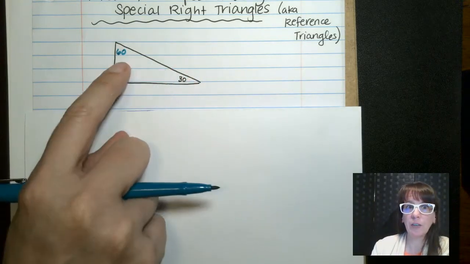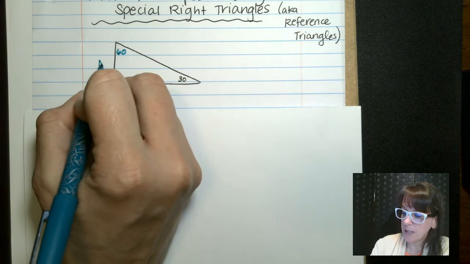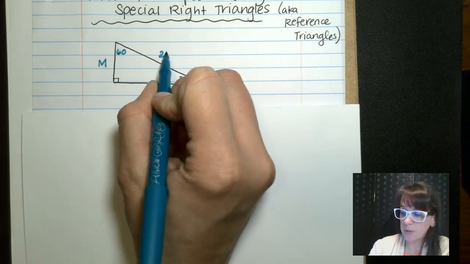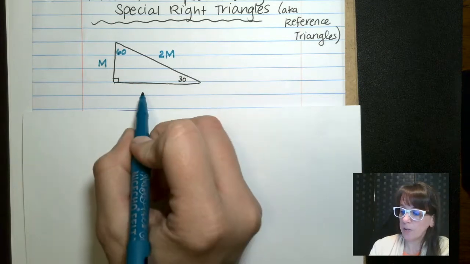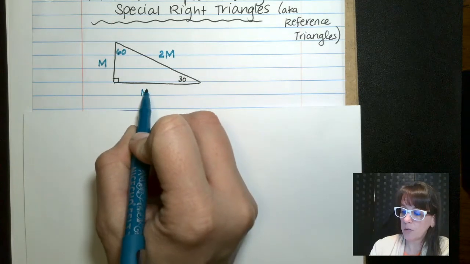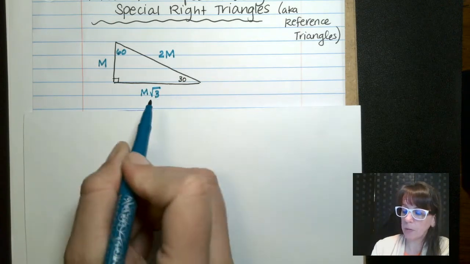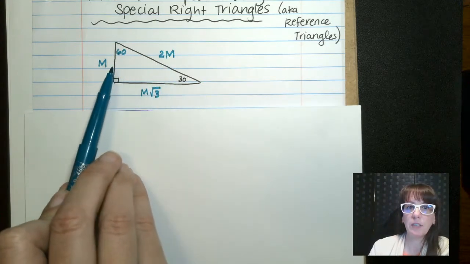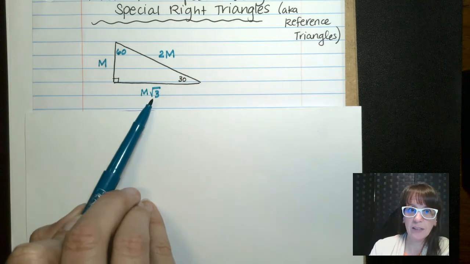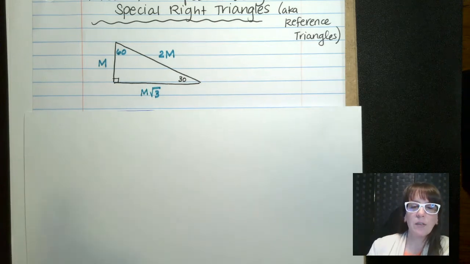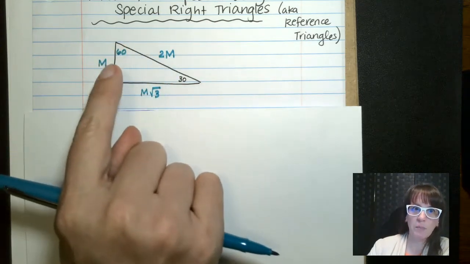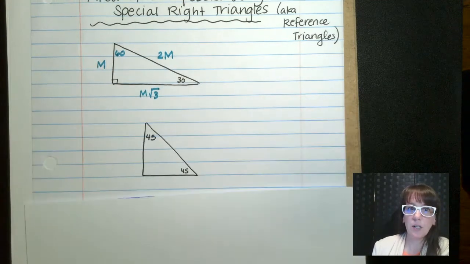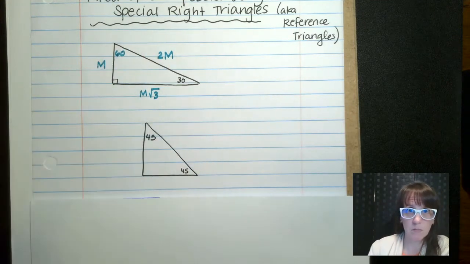Here is how we do this. Opposite your 30-degree angle is your m. Your hypotenuse is double that, so 2 times m. Your other leg is m root 3, and I remember 3 because there are 3 different sides in this kind of triangle. So again, opposite 30 is m, your hypotenuse is double that, and this is m root 3. The reason I say this is because these are based on a ratio, and I think it's a lot easier if we do it this way.